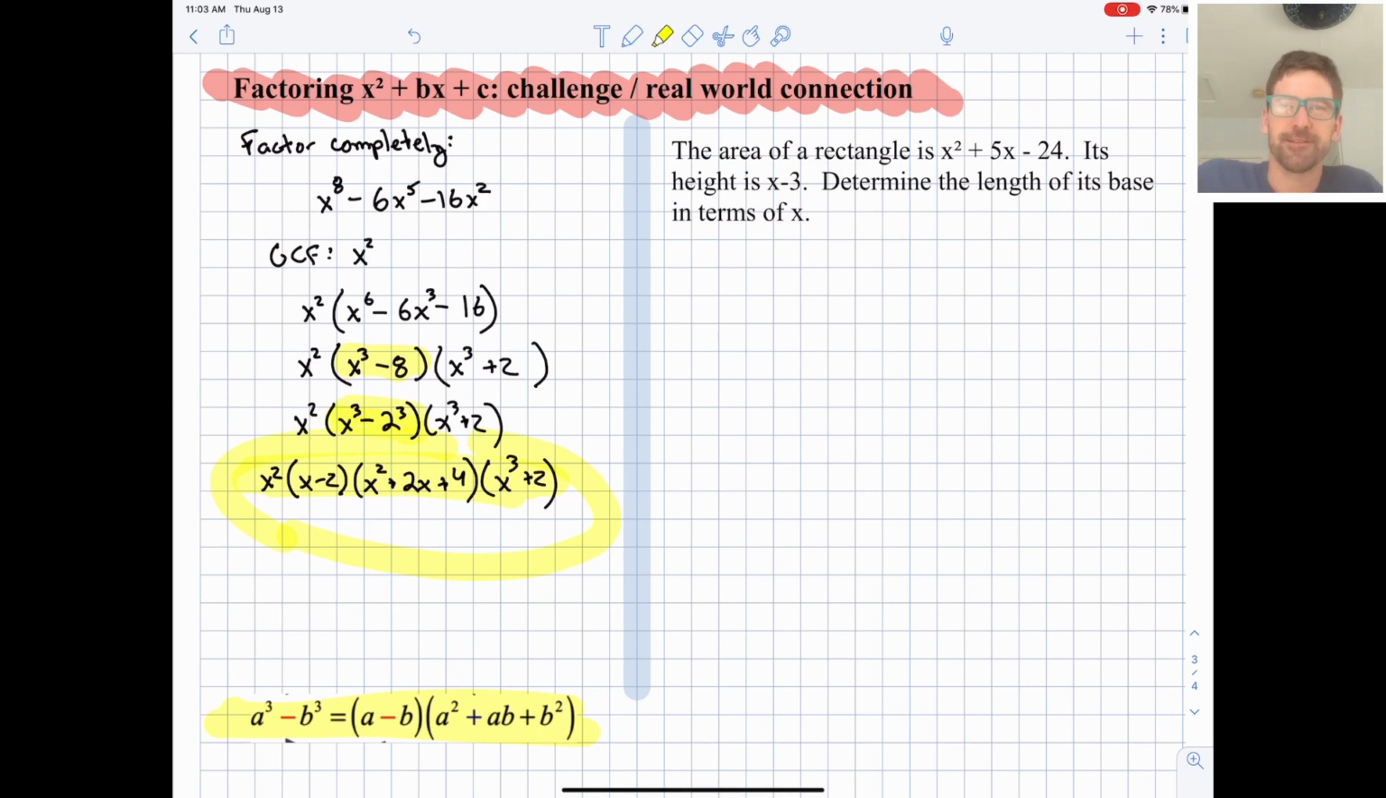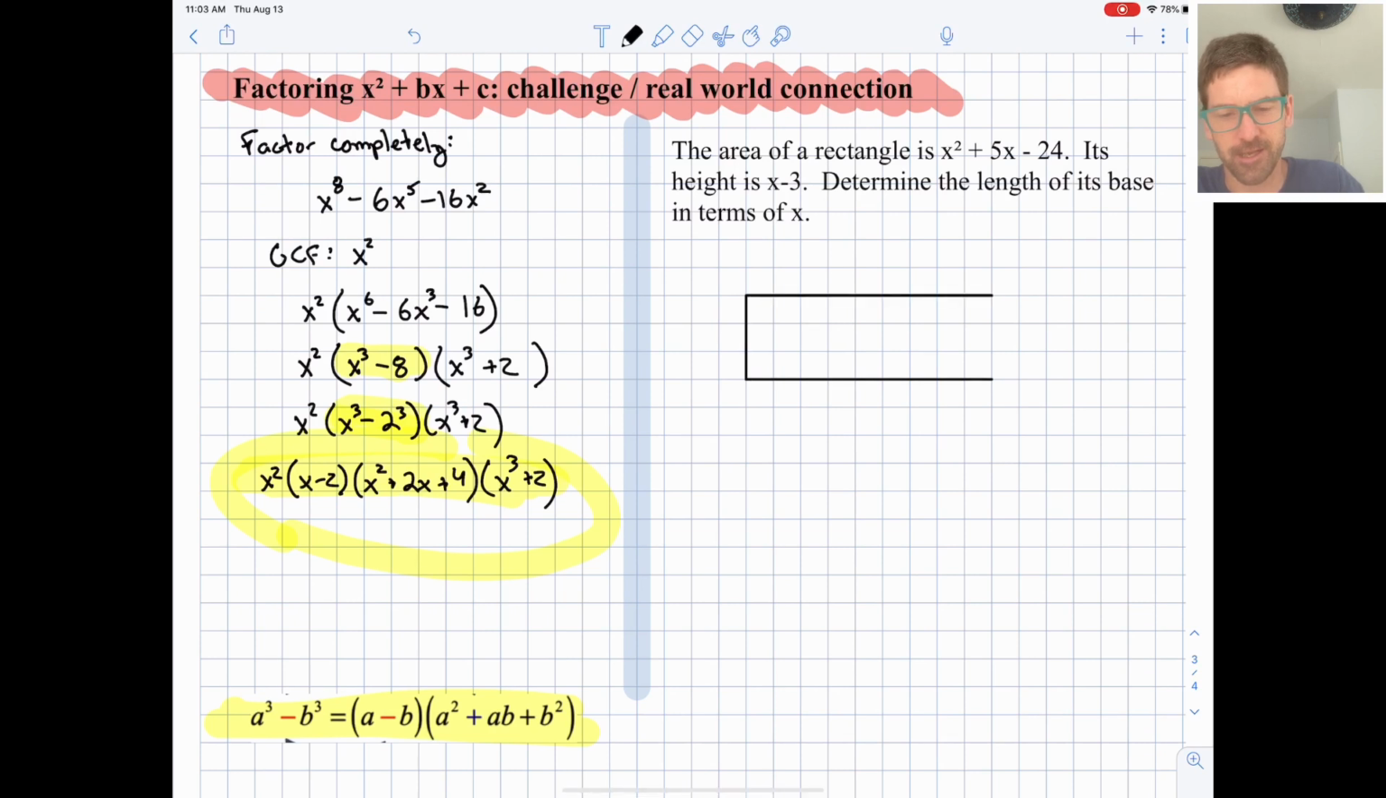All right, next one. Next one's a lot easier. That's a little bit of a breath of fresh air here. So the area of a rectangle is x squared plus 5x minus 24, and its height is x minus 3. Determine the length of its base in terms of x. So let's draw a picture here. We have a rectangle, and I don't know what its scale, size, or shape is, but let's say it's something like that. And the whole area is x squared plus 5x minus 24, and its height is x minus 3, and we're wondering what its length is.